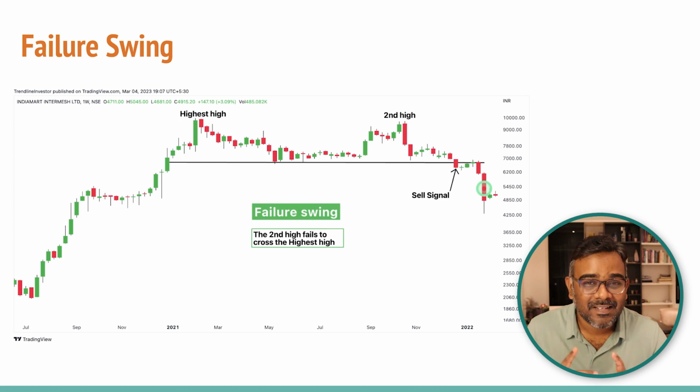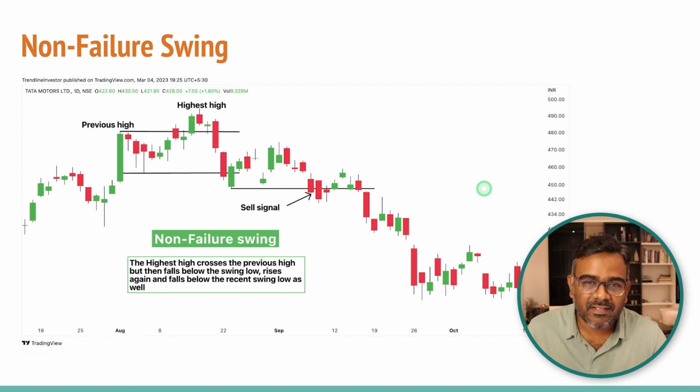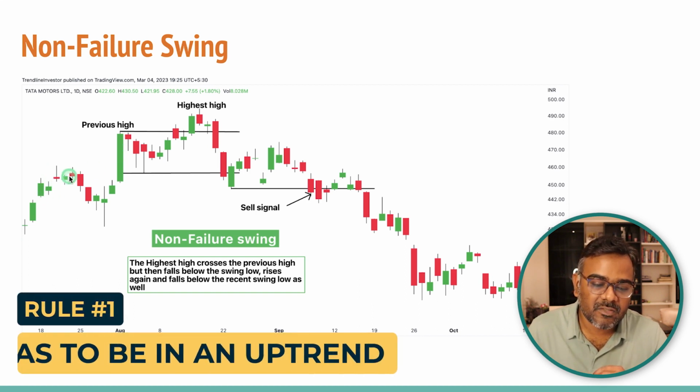The second setup today is going to be the non-failure swing. It's slightly different from the other one, but the concept is still the same. You still have to break a swing low, but here the swing low is slightly different. Now the rule goes like this. First, the stock has to be in an uptrend, because we're looking at how to identify tops in a stock in an uptrend and how to find the reversal points.